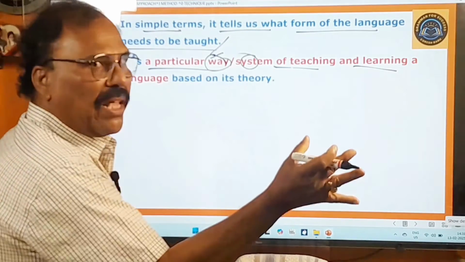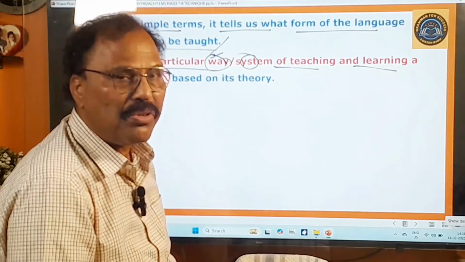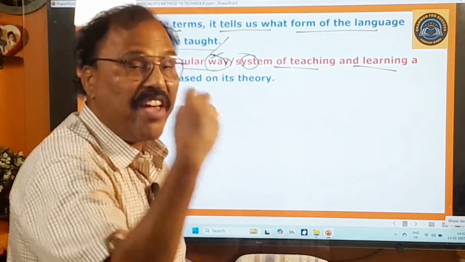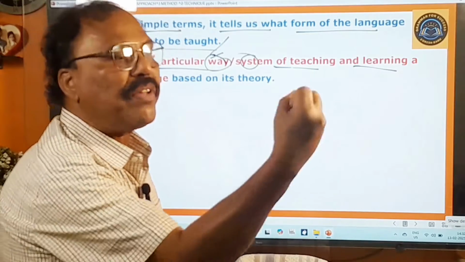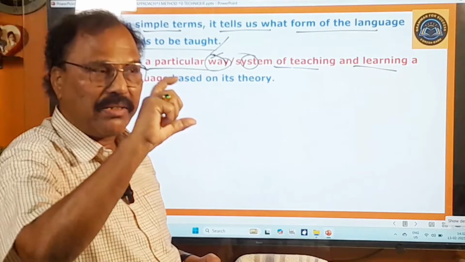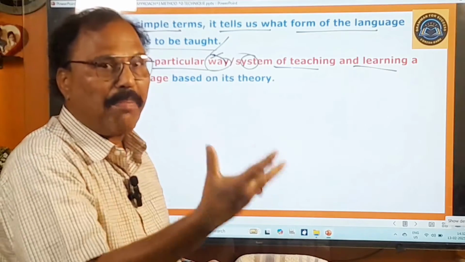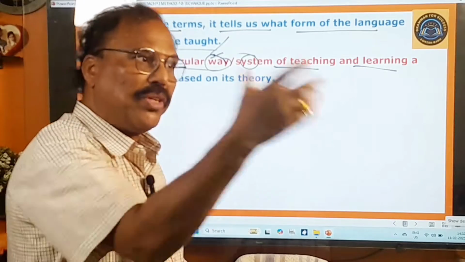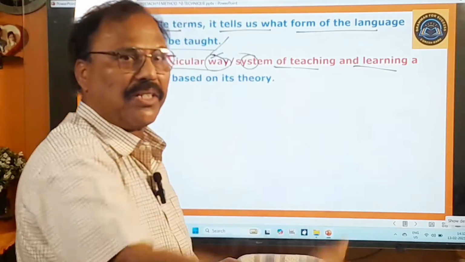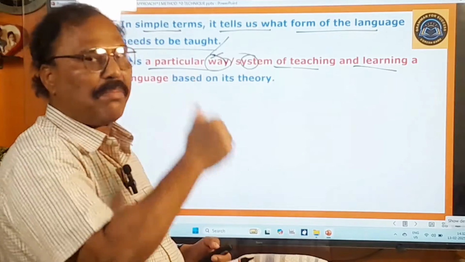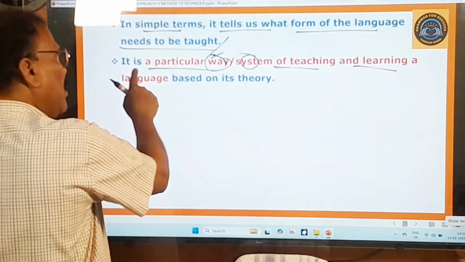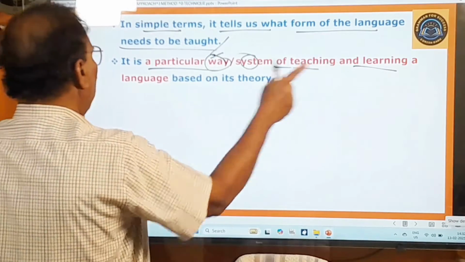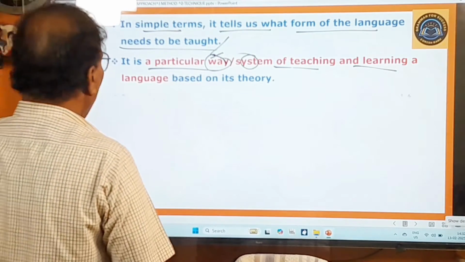So the grammar is there. How to teach that grammar to the students to make them learn the language? That system is very important. That way is very important. That approach is very important. Only if you teach that language in the proper approach, in the proper way, in the proper system, can the students learn or pick up that language. That's why this approach is nothing but a particular way or system of teaching and learning a language based on its theory.